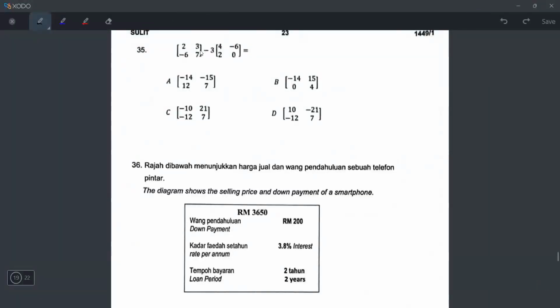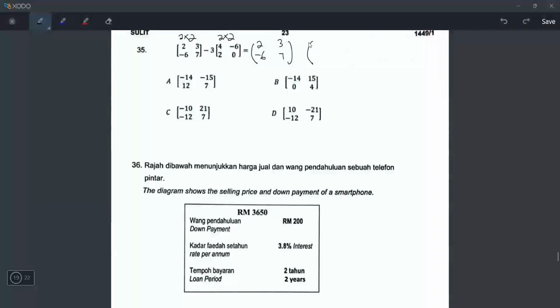35, let's go. This is a matrix question, but you have to remember that when you minus the matrix, you have to make sure the order have to be the same. What do I mean by order? Means this is 2 row, 2 column, this is also 2 row, 2 column, then only you can plus minus. And yeah lah, it's the same. So you can minus. But before you minus, there's a 3 here. So what I should do with the 3? I should darab masuk, right?